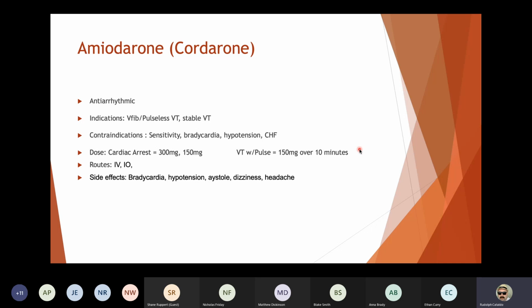Side effects, again, bradycardia, asystole, dizziness, headache. The 2 patients that I've given amiodarone to try and convert, one worked, one did not. We just didn't see any effect at all on one, and then one did work. We had a pretty good outcome with that patient. So it really depends on what you're using it for.